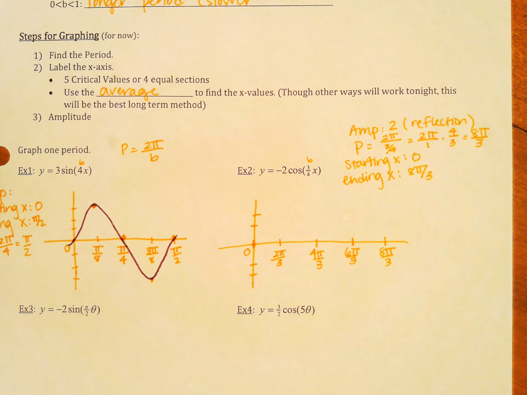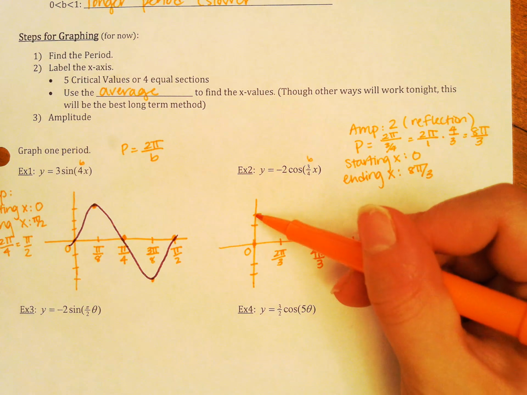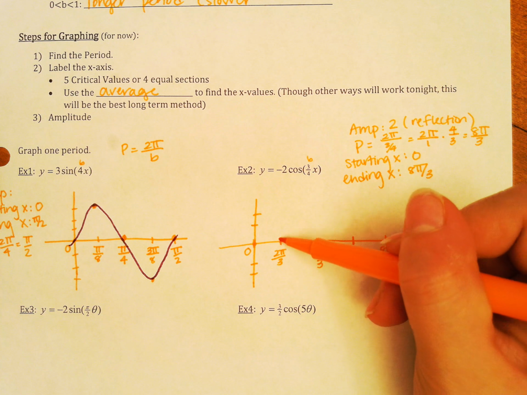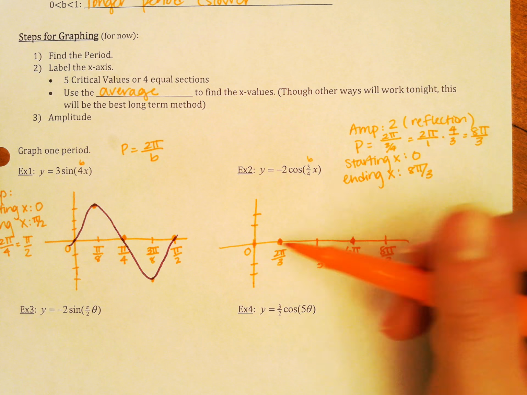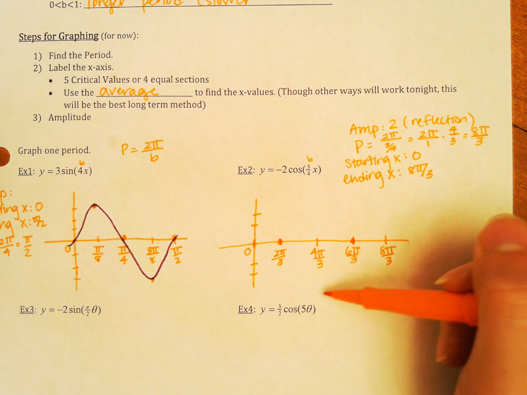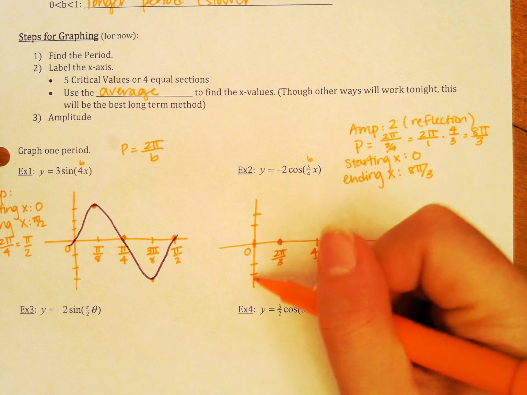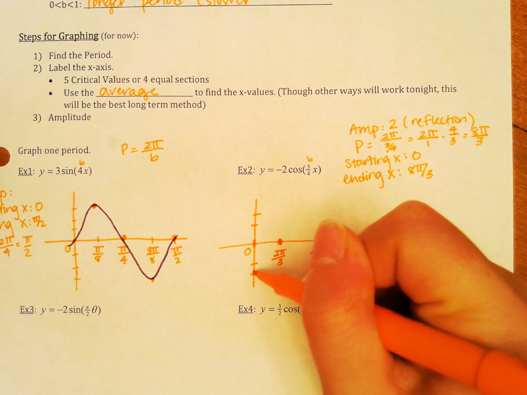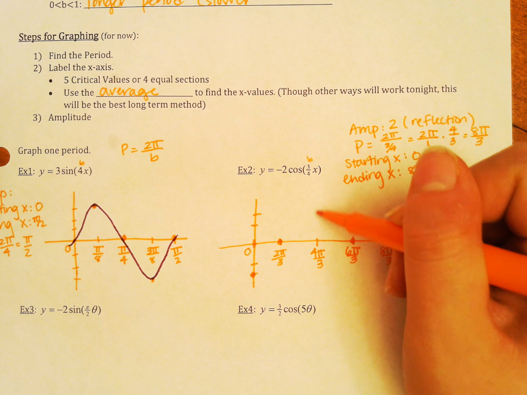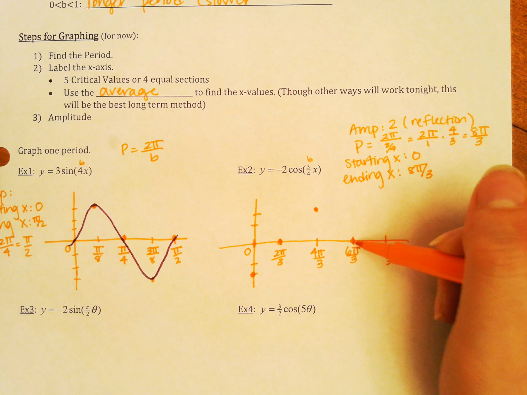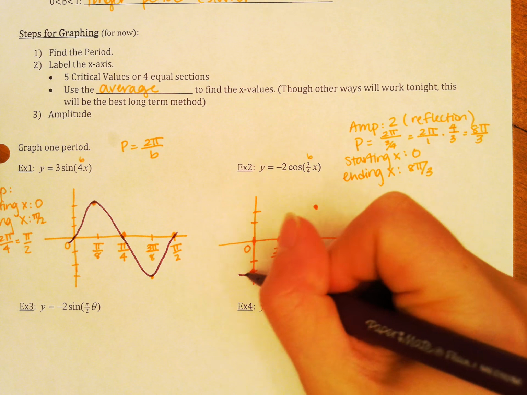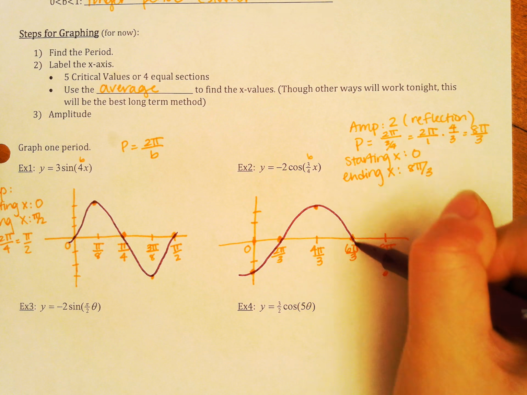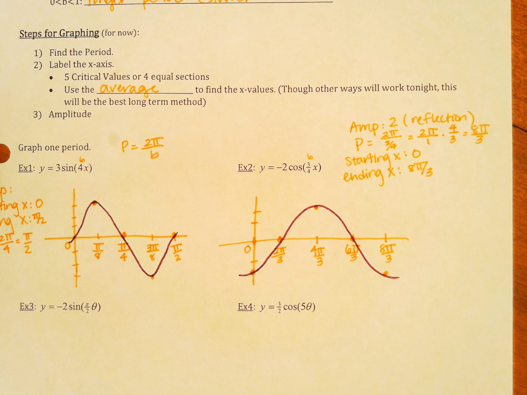And our amplitude is 2. So again, normally cosine starts here, has a 0 at our second critical value, and I'll have a 0 at my third critical value. Those zeros don't change, but instead of going up and then down to this value and back up, since it's a reflection, we're going to start here at -2, go up to our 0, up to +2, down to our 0, and then back down to -2. So if I connect that, I get this smooth curve for our cosine graph.